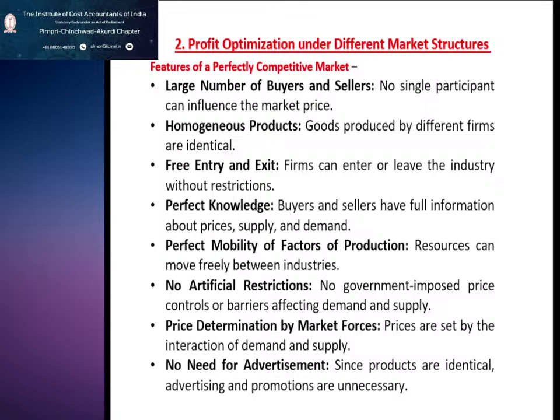No artificial restriction, no government imposed price controls or barriers affecting demand and supply. Price is determined by the market forces. So prices are set by the interaction of demand and supply. No need for advertisement. Since products are identical, homogeneous, advertising and promotions are unnecessary. So these are the perfectly competitive market features.